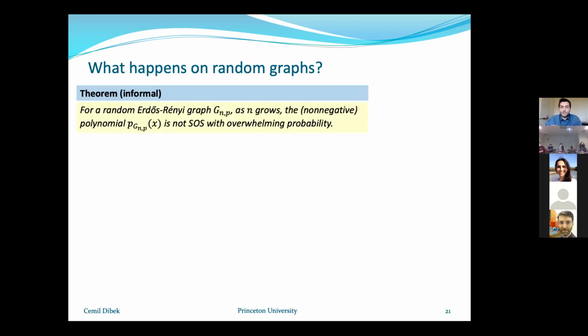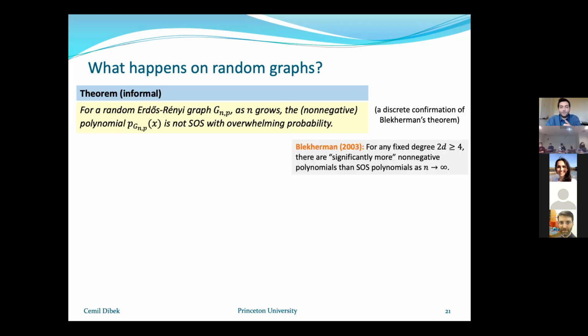So the next natural question is, what happens on random graphs? If I generate a random graph G(n,p), we know that it is non-negative, but is it going to be SOS or not when we write this polynomial? So here I have the informal version of the theorem. We show that as the number of variables n grows to infinity, when you generate a random graph, with very high probability, the polynomial that corresponds to that random graph will not be SOS.